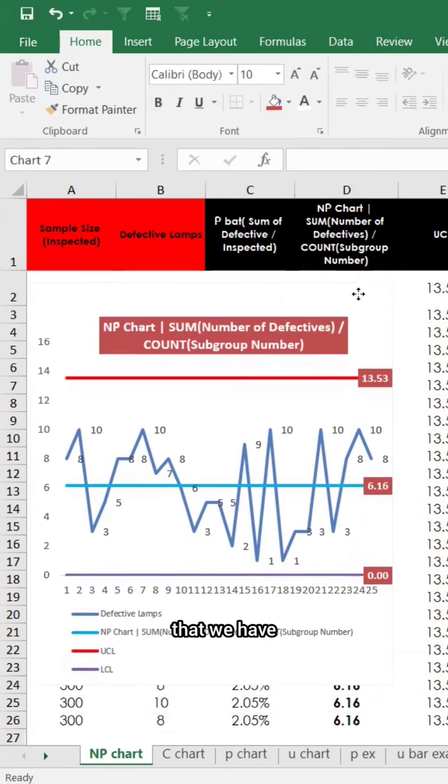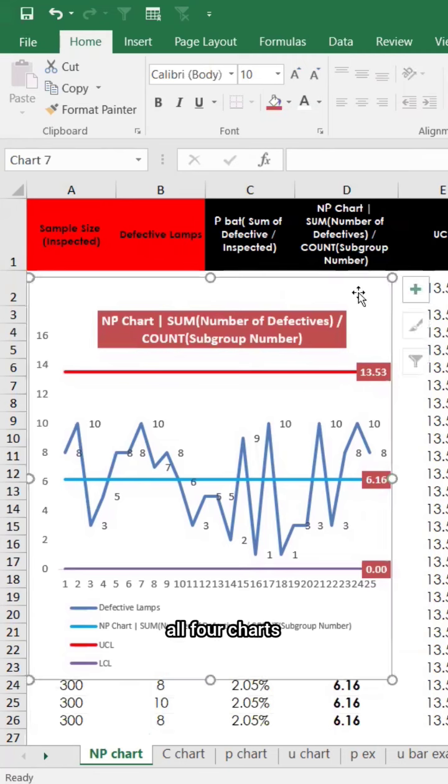With that, we have completed all four charts of attribute. We have covered the C chart, U chart, P chart, and now the NP chart as well. And in more detail, I'm going to cover these in upcoming videos.